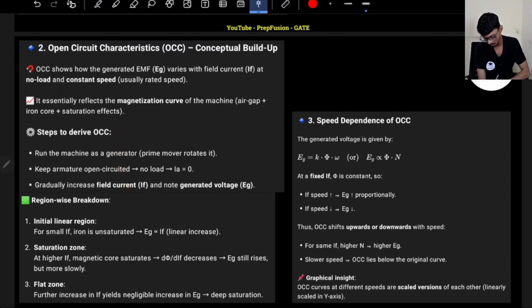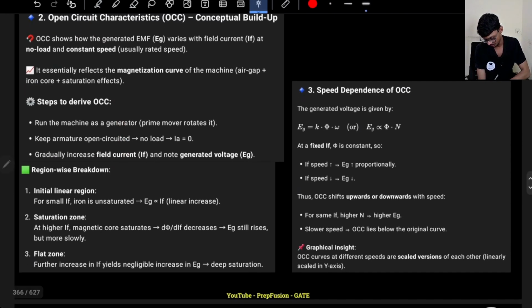So how do I find out the open circuit characteristics? Initially there will be some linear increase because the core operates in the linear region. Then as field current increases we operate in the saturation region, and after that it will be just flat. For any increase in field current there will be no change in the flux density, so no change in the induced EMF.